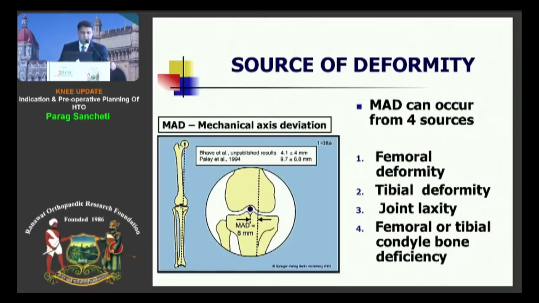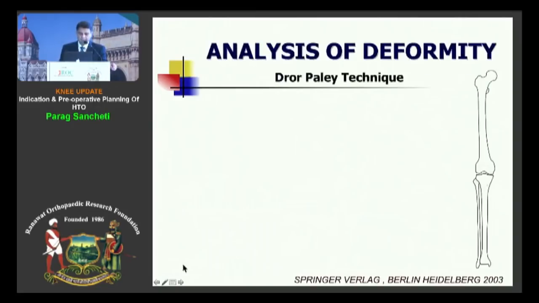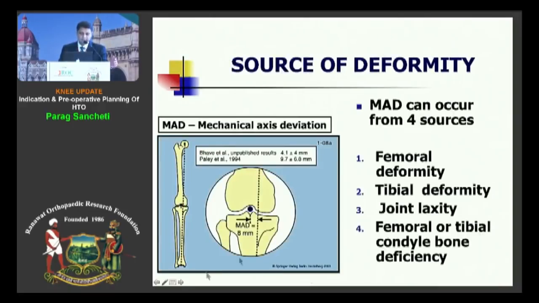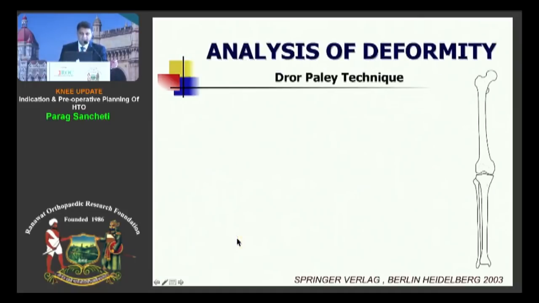And for this, you've got to first draw the Mikulicz line, or the mechanical axis deviation line, that is a line joining the center of the hip to the center of the ankle. You can draw this line and at the same time draw different angles. So if you see that this line is passing on the medial side, then it's a varus deformity. If it's on the outer side, it's a valgus deformity.